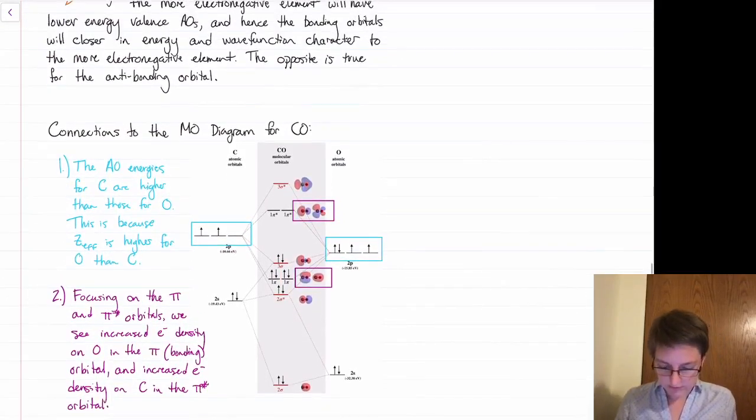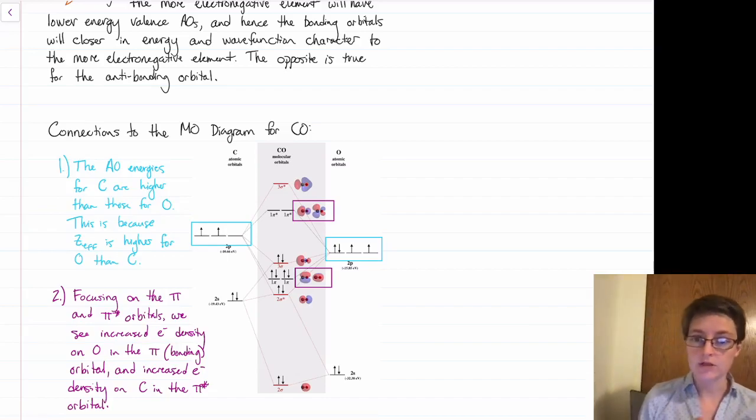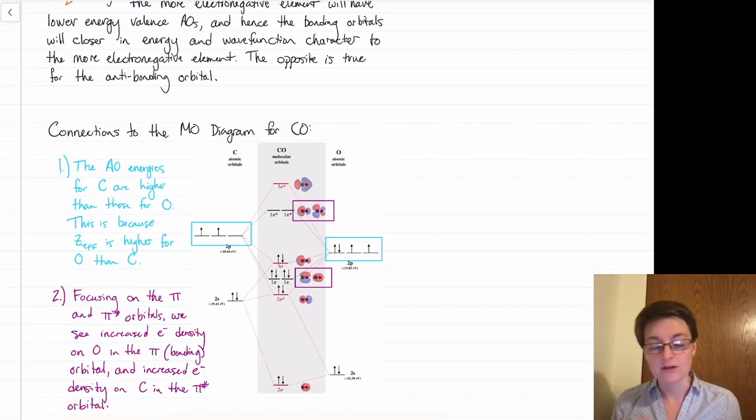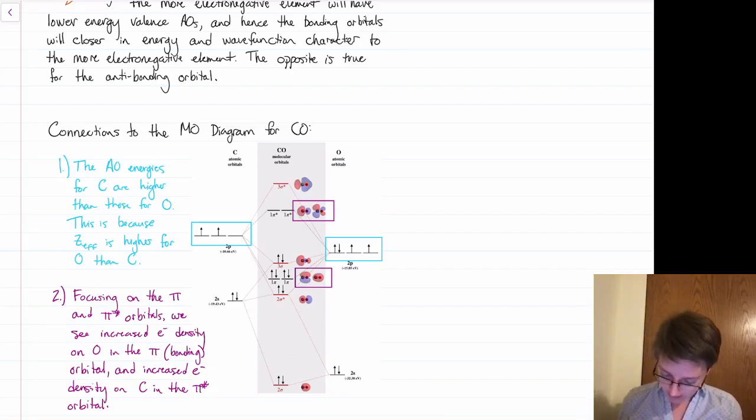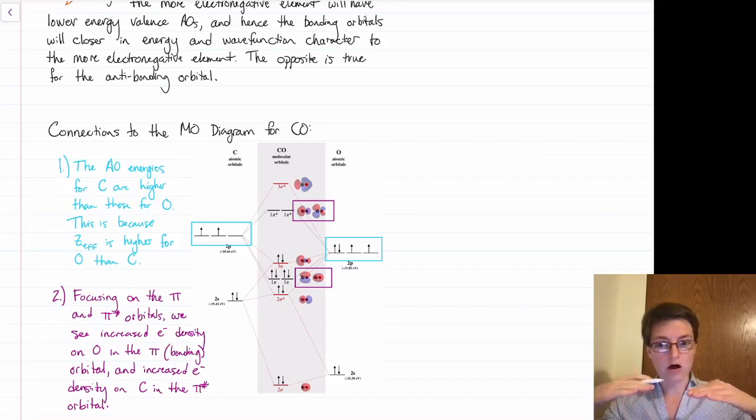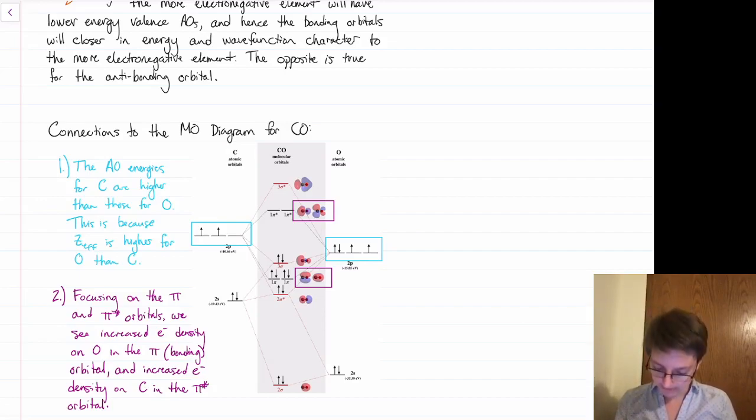The other thing that we can do is start to draw some connections between what we learned with this HF diagram in order to talk about the MO diagram for carbon monoxide, the original MO diagram that we started off today's discussion with. Two things that I want to note. First, a comment in blue: because oxygen is more electronegative than carbon is, we're going to draw all of our oxygen AOs lower in energy than our carbon AOs. This is because oxygen has a higher Z effective, and so all of those orbitals feel a stronger pull to the nucleus and are more stabilized relative to the atomic orbitals on carbon.